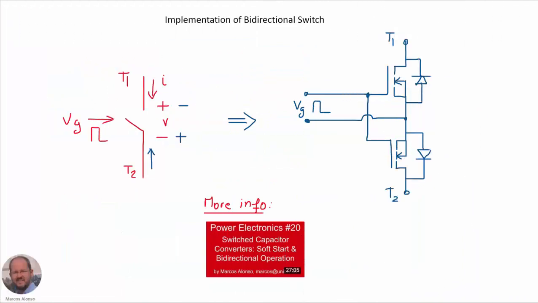Finally, I would like to say that in order to implement this type of circuits, this voltage transformer, we need to use bidirectional switches. So all the switches in our circuit have to be bidirectional, fully bidirectional. We have seen this in this previous video, Power Electronics number 20, how to implement these bidirectional switches. So please, if you are interested in this topic, then take a look at this video.